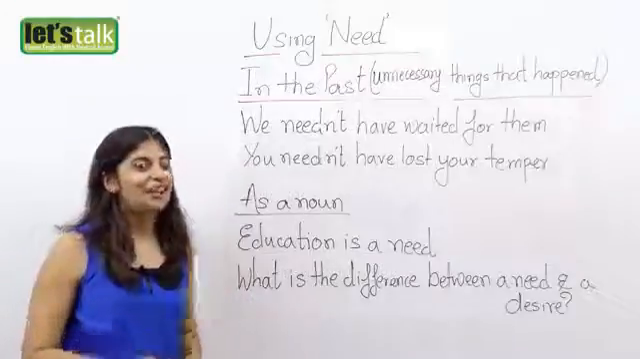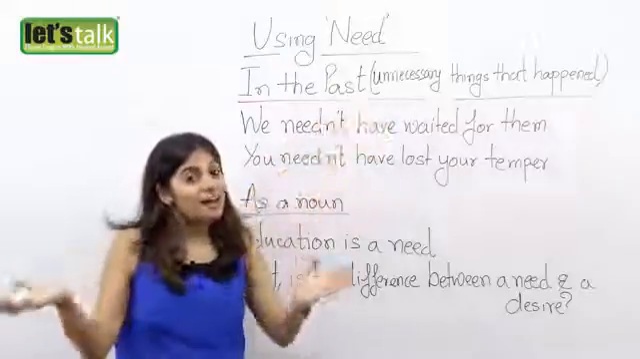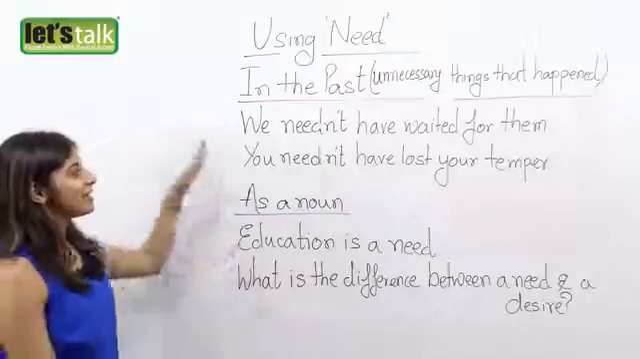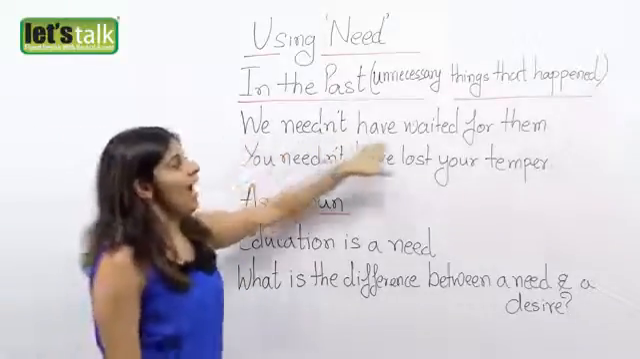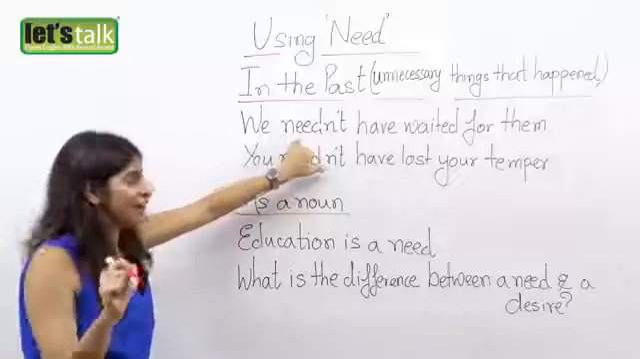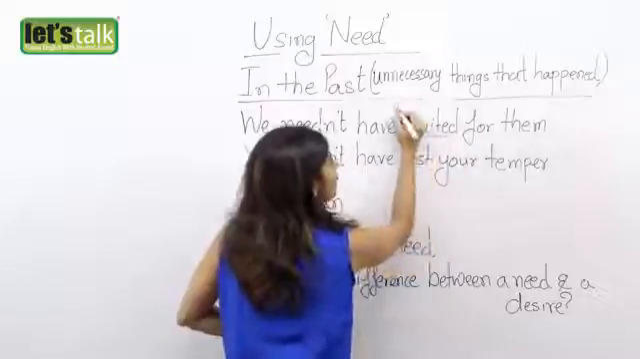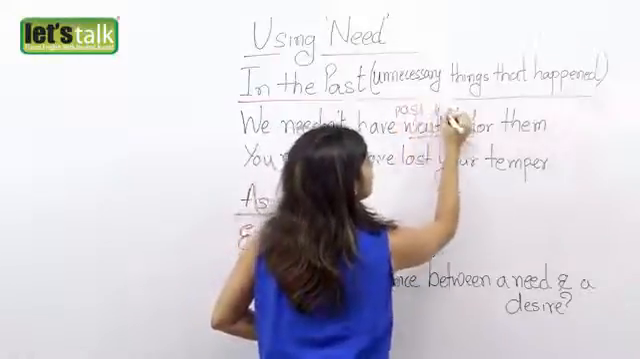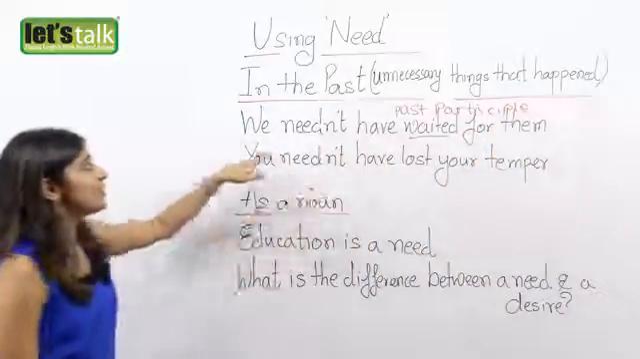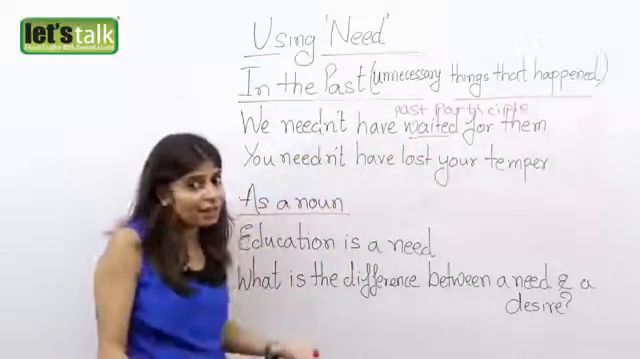Alright, now let's see here how we can use the word need in the past. It really means unnecessary things that happened in the past. So to explain this better, let's look at some examples here. We needn't have waited for them. Now here, needn't is the negative, right? Have plus waited is your past participle. So this explains that we needn't have waited for them. This means that it was unnecessary that we waited for them.